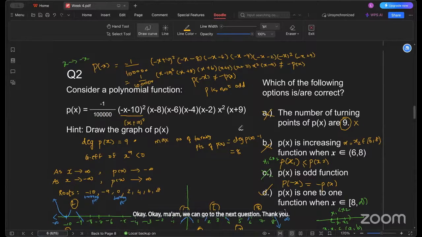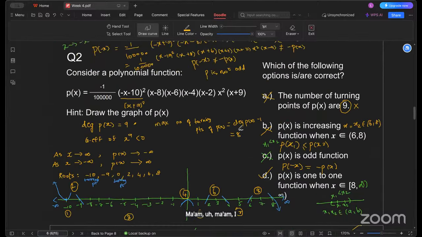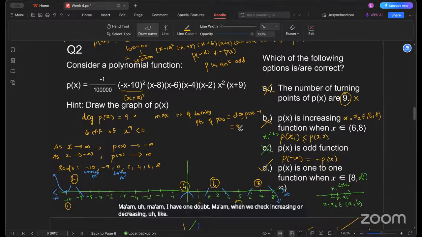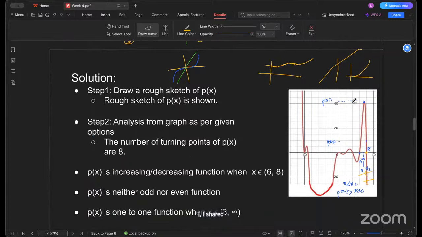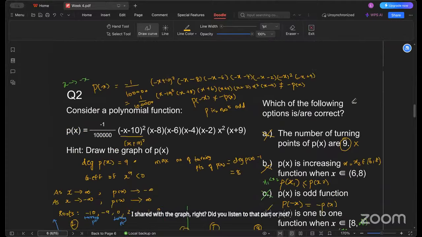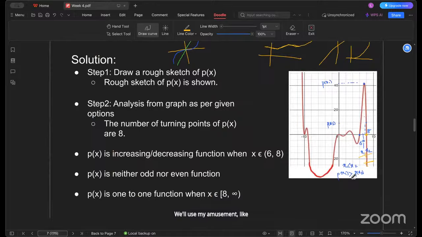Thank you. Ma'am, I have one doubt. Ma'am, when we check increasing or decreasing, we have to differentiate, right? But in this case, how can we differentiate such a big function? Like for option B, how did you check that? I showed it with the graph, right? Did you listen to that part or not? Yes, ma'am. Like the graph we drew, from there we concluded, right? Okay.